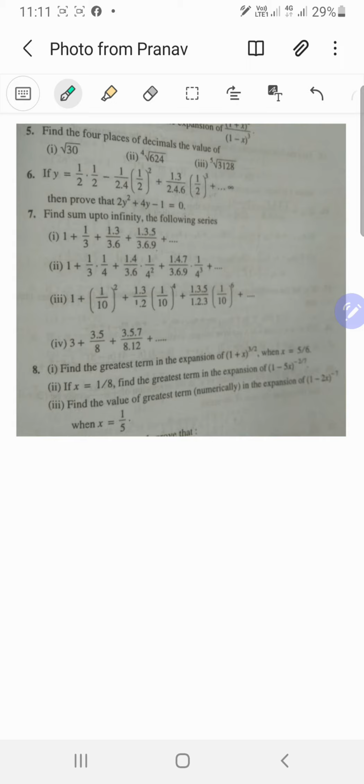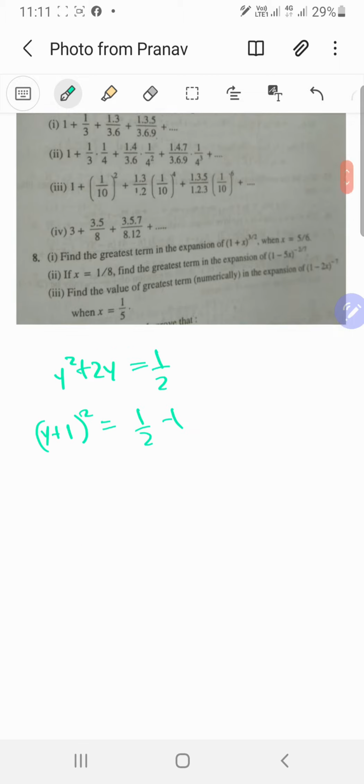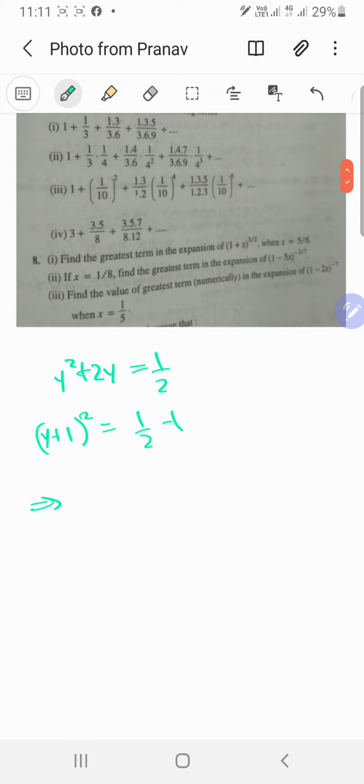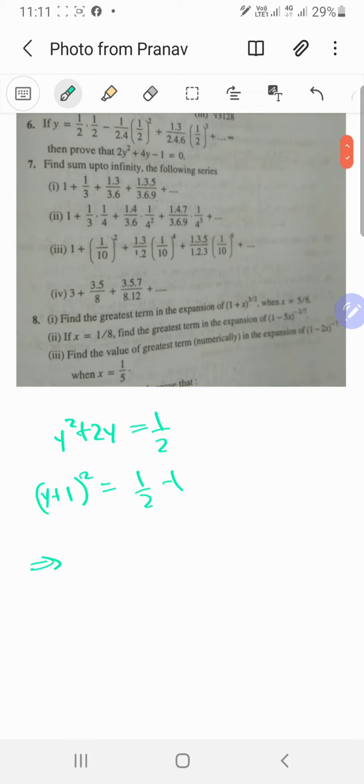So, let's just deal with this equation first, and let's see if it gives us some kind of hint. What that basically tells me is that y squared plus 2y should be equal to 1 by 2. So in other words, y plus 1 squared should be equal to 1 by 2 minus 1. Wait, that doesn't make sense. 1 by 2 minus 1 is actually negative half, so it cannot be the square of something. So what did we do? Oh yeah, it's supposed to be plus 1 over there.